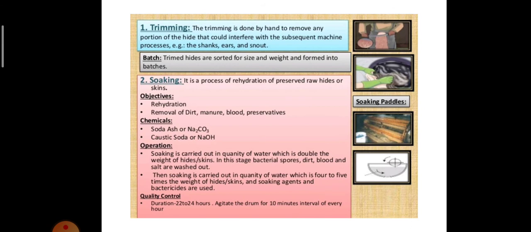Trimming. The term trimming is done by hand to remove any portion of the hide that could interfere with the subsequent machine process. For example, the shanks, ears and snout. So by means of trimming, the technicians will do the trimming so that it can become equal in size.